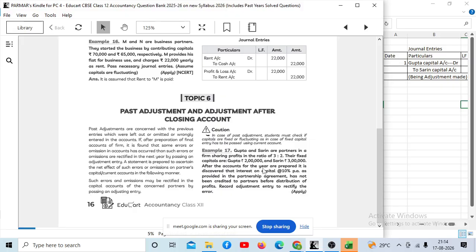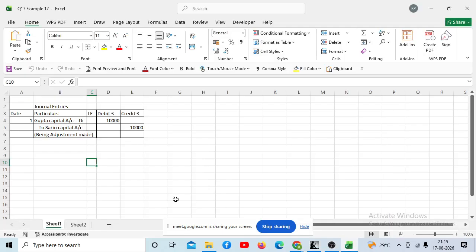After the accounts for the year are prepared, it is discovered that interest on capital at the rate of 10% per annum as provided in the partnership agreement has not been credited to partners before distribution of profits. Record adjustment entry to rectify the error. Okay, so that means they had made one mistake, that interest on capital they had not given, right? So we have to rectify that mistake. Okay, so for rectifying that mistake we have to pass the rectifying entry, right?